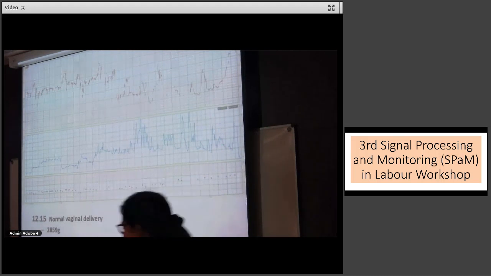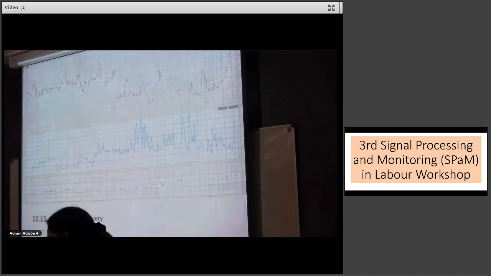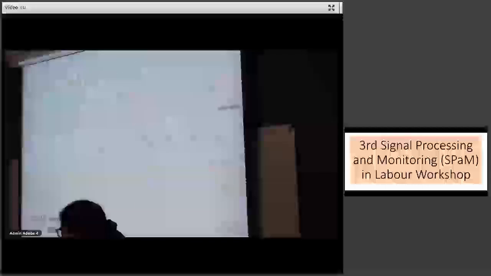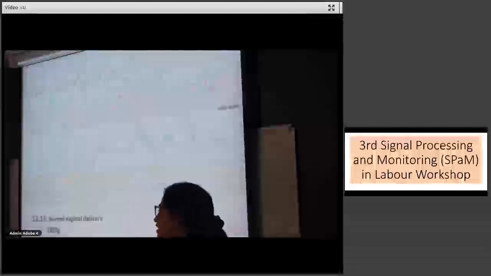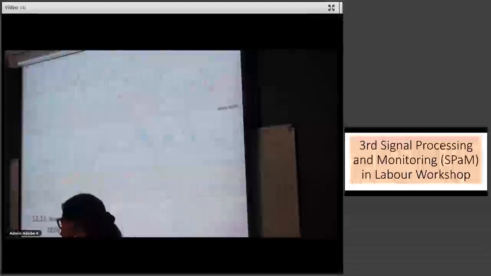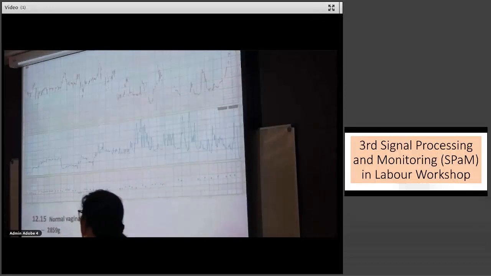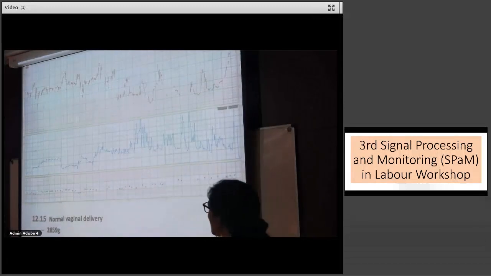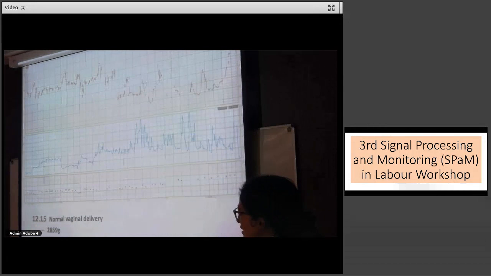Okay, so let's move on. But yes, I totally agree. I think people didn't do it before because they weren't recording contractions quite well and were quite relaxed. There were no excessive contractions going on. So there was a normal vaginal delivery, normal weight.